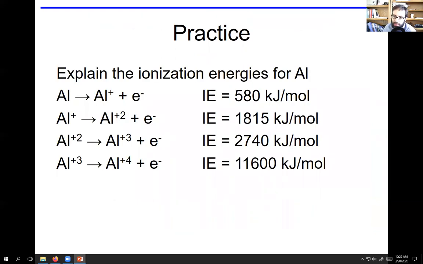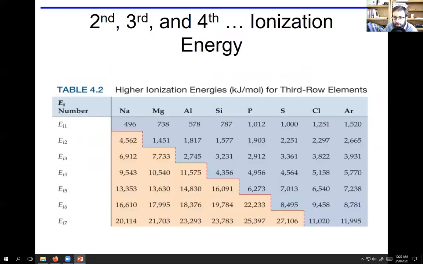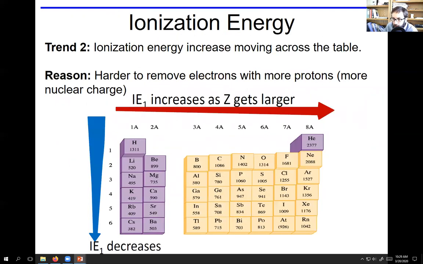So, this was a practice problem. Aluminum, same idea: the fourth is crazy higher than the third. And we just explained why the second would still be higher than the first, the third still higher than the second, and the fourth higher than the third. But why is the fourth so much higher than the third? Well, look, you're going from +3 to +4. Aluminum does not want to be +4. Aluminum 3+ has the noble gas configuration. Aluminum is right here. If we remove 3 electrons, it's going to have a neon, noble gas electron configuration.